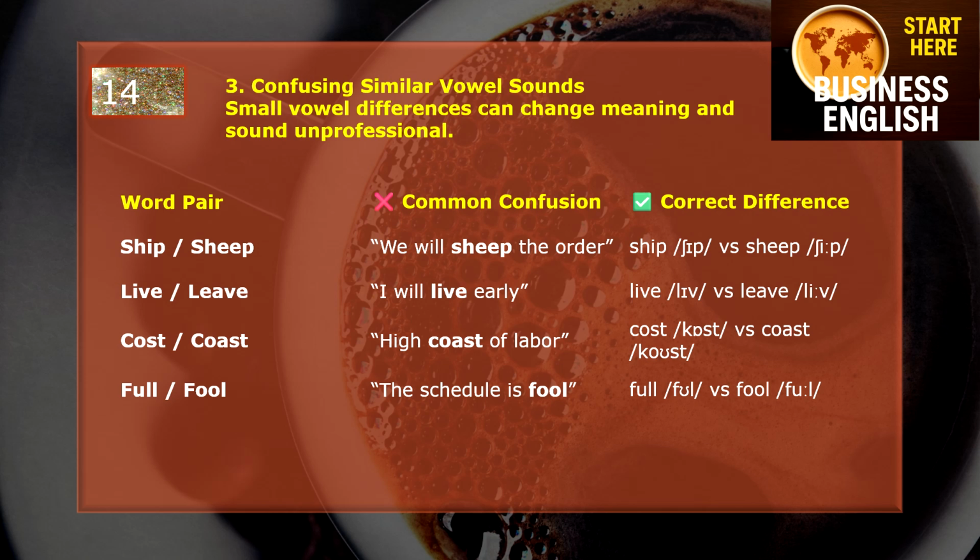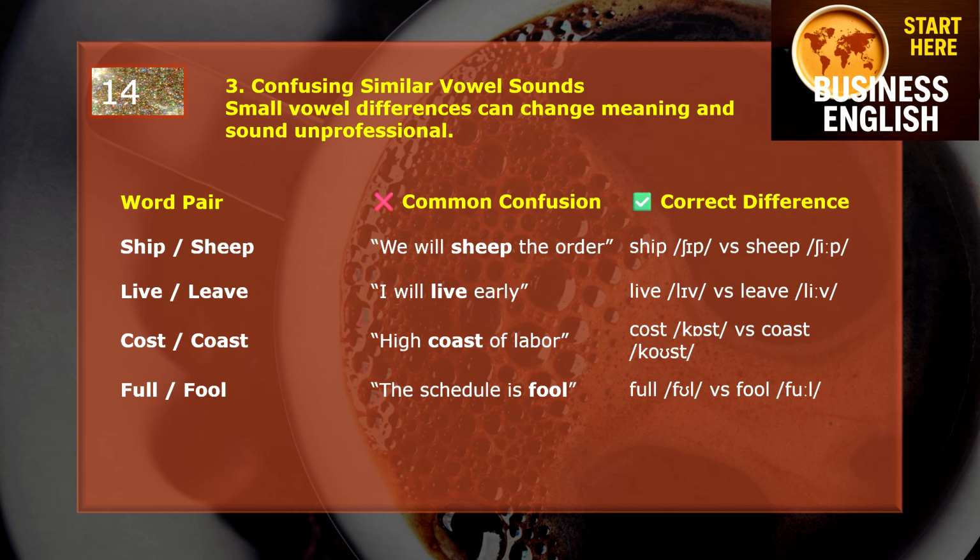Because the correct sentence should sound, "We will ship the order." Live and leave. "I will live early." It's incorrect because it should be "I will leave early." So we have the live versus leave.